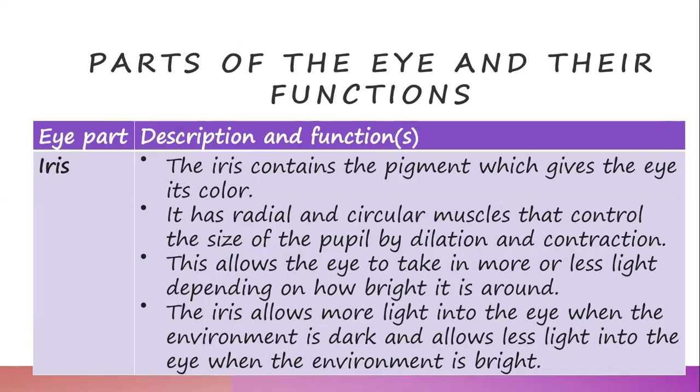Then there is the iris. The iris contains the pigment which gives the eye its color. It has radial and circular muscles that control the size of the pupil by dilation and contraction. It allows the eye to take in more or less light depending on how bright it is around. The iris allows more light into the eye when the environment is dark, and it allows less light into the eye when the environment is bright.